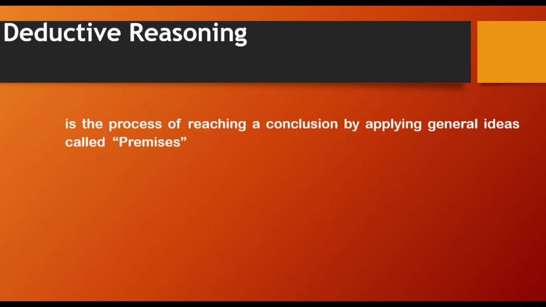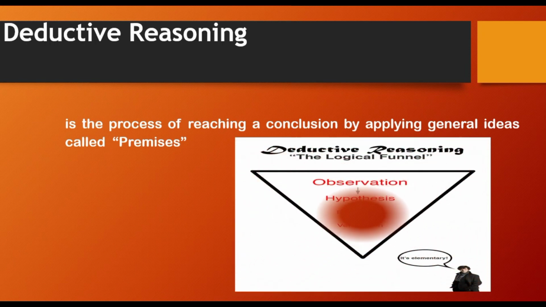Deductive reasoning is a process of reaching a conclusion by applying general ideas called the premises. Visually, deductive reasoning is represented as a funnel that narrows a general idea into a specific conclusion. Recognize the rules, laws, and theories.